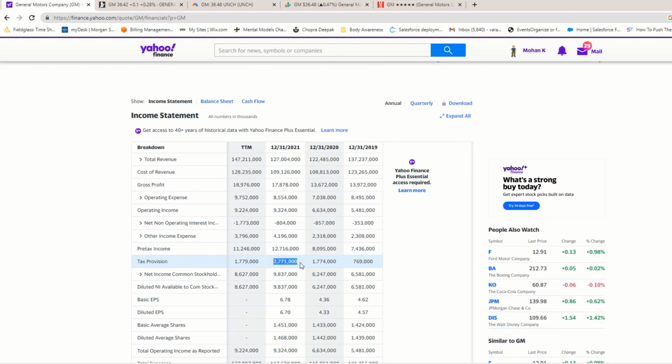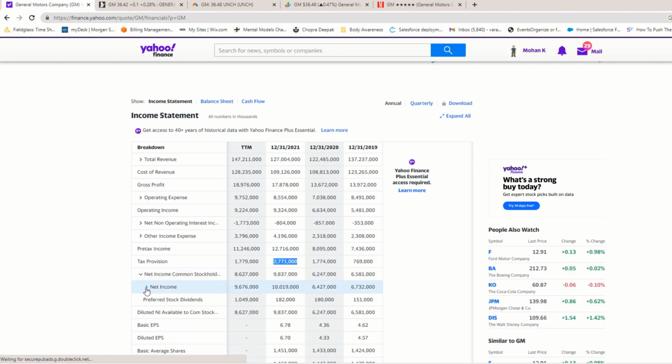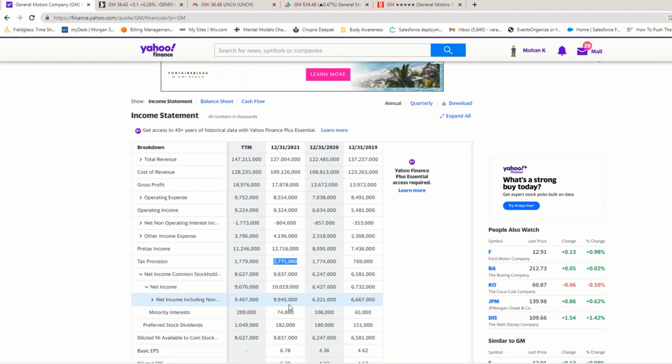And then from that we have the taxes, which is $2.7 billion. I'm going to minus that, minus tax. Let's see what it comes, which is $9.945 million. But here we have 9.837. Let's see why that number is coming. I'm going to make this bigger. And if you see the net income here, we got how much?